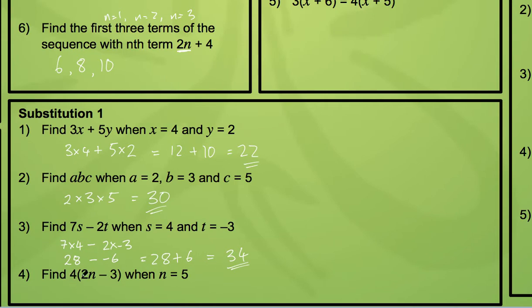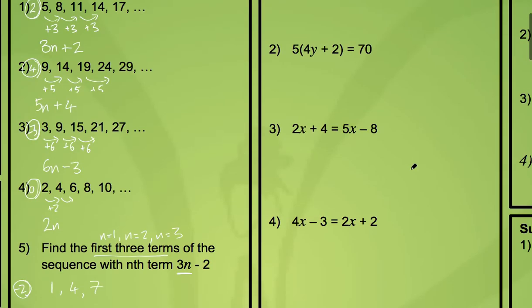Find 4 lots of 2n minus 3 when n equals 5. 4 times, do the bracket first, 2 times 5 minus 3. That is 4 times, that's 10 minus 3 in the bracket. You might want to skip that stage, that's just 4 times 7, which is 28.